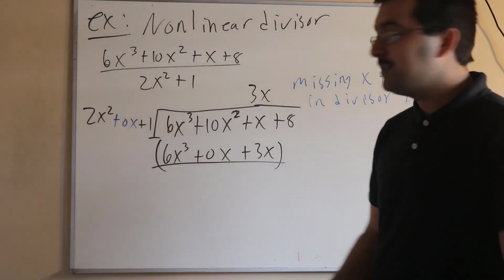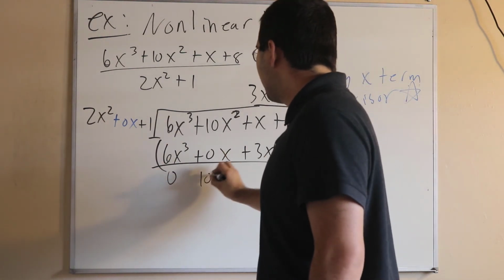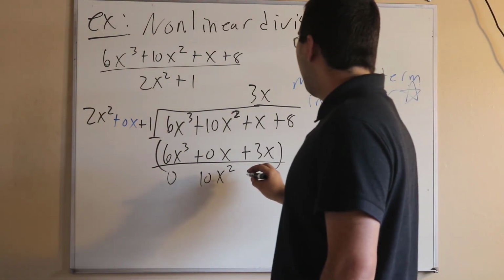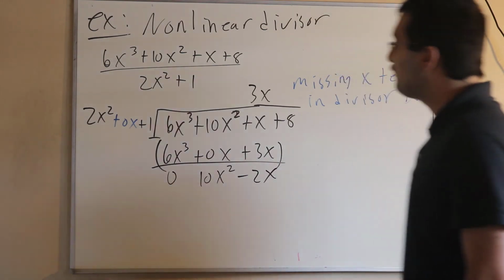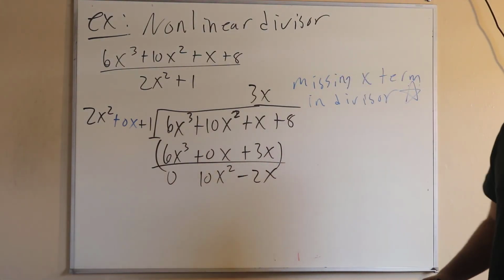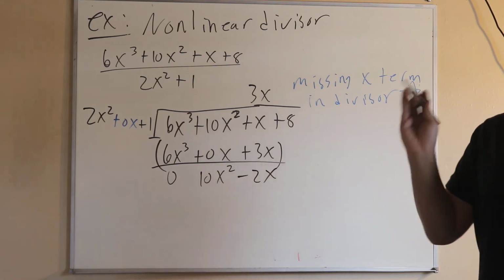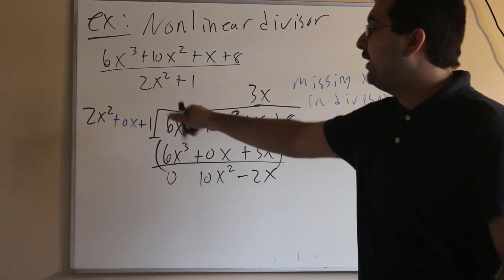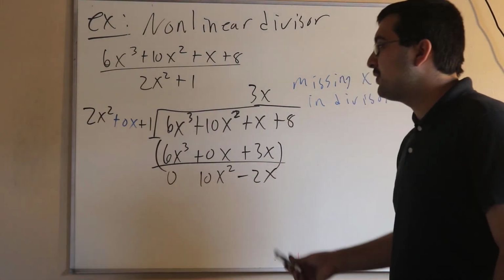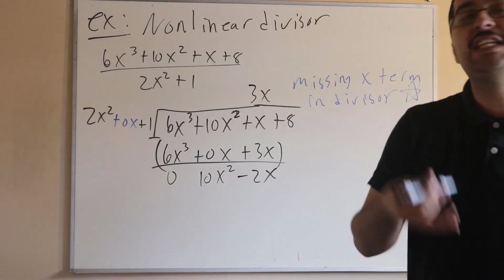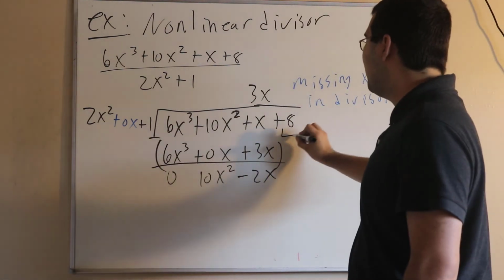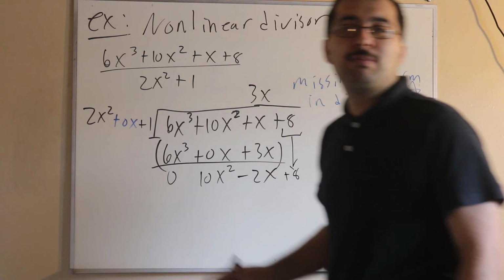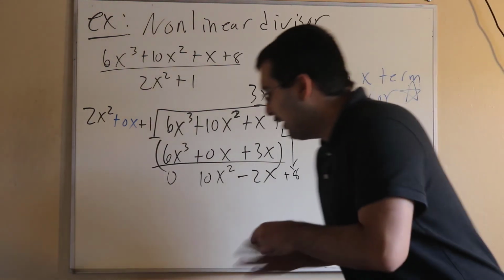6x cubed minus 6x cubed is 0. I'm going to have a 10x squared. And then I distribute that negative, so I have x minus 3x. So I have minus 2x. Okay? And now, what's important to realize is you always want to have enough terms match when you start your division process. You always want to have enough terms to be matching with the divisor. So here I only have 2 terms, but my divisor has 3 terms. So I need to be bringing down another term. So I'm going to bring down that plus 8, because that's going to guarantee me the 3 terms I need to match with the 3 terms in my divisor. Okay? So that's a note worth taking.